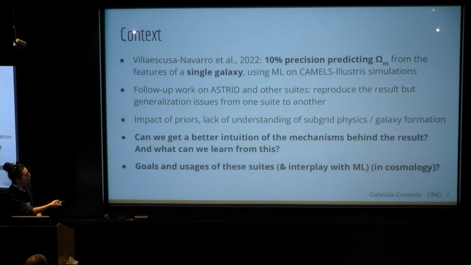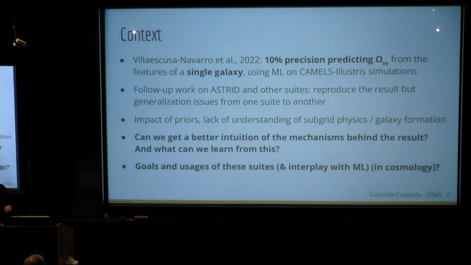Okay. So just to give a little bit of context, Paco a little while ago worked on this paper that showed that you can predict omega matter up to 10% precision by using the features of a single galaxy, by training a machine learning model on the CAMELS IllustrisTNG simulation. And after that paper, there was follow-up work showing similar results using Astrid and Simba and other suites from CAMELS. However, they were also showing that if you train on Astrid and you try to predict on Illustris galaxies, then things don't work so well anymore.